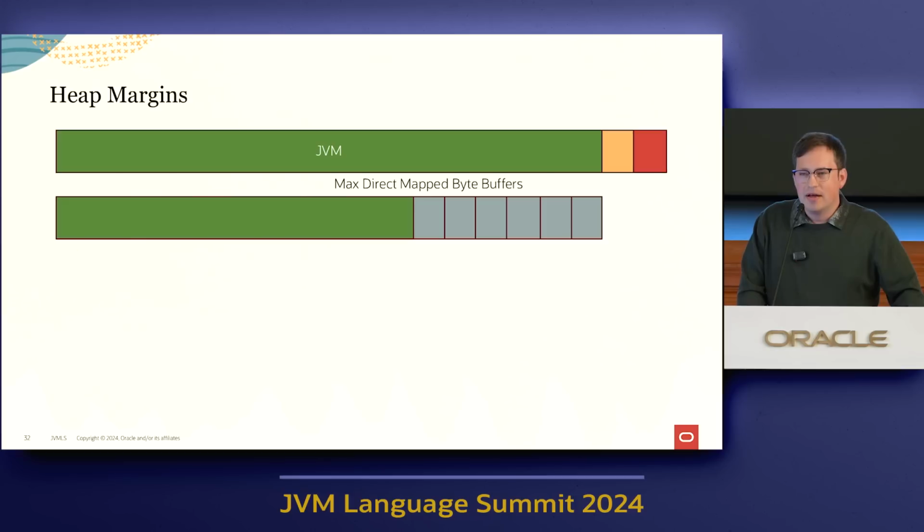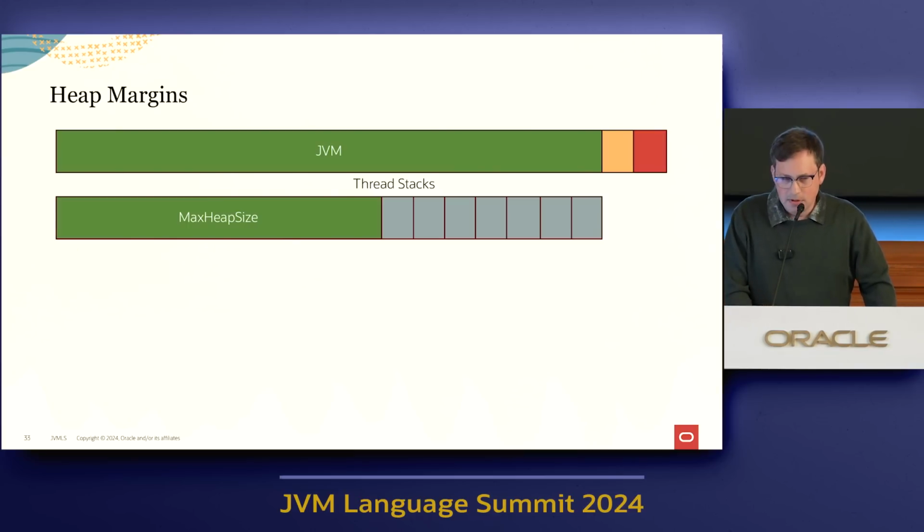Then you have direct map byte buffers. How many of those are you using and how much memory are they consuming? You have to think about that. And in the end, the thread stacks also consume native memory. So you have to think about how many threads you're using and figure out how much native memory you need for that. So great success. We've reverse engineered the JVM, and now we can figure out what a heap size should be.